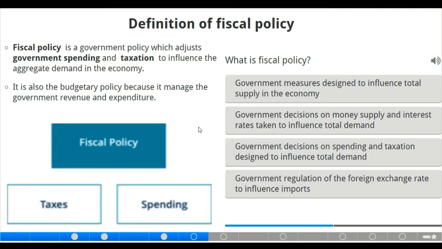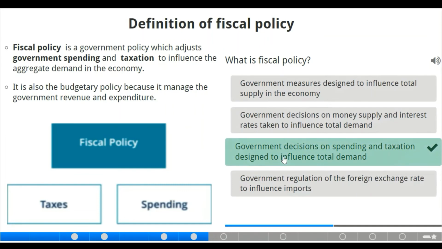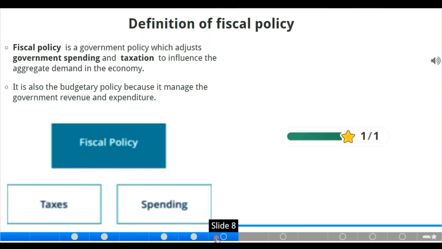Now, let us check this first question. What is fiscal policy? According to our definition here, let us check these options out. We have government measures designed to influence total supply in the economy. Is that so? Government decision of money supply and interest rates to influence total demand. Is that the answer? Government decision of spending and taxation designed to influence total demand, and government regulation of the foreign exchange rate to influence demand. Of course, it is the government decision of spending and taxation designed to influence total demand. That's the answer. We move to the next slide.